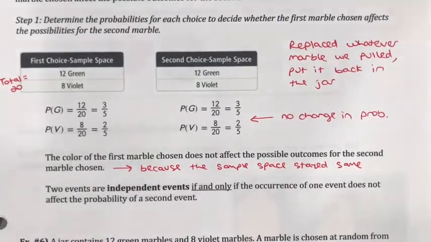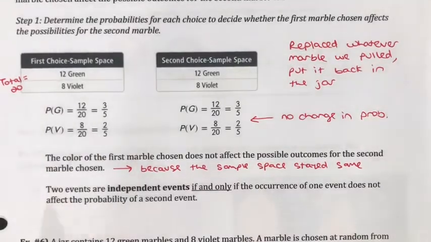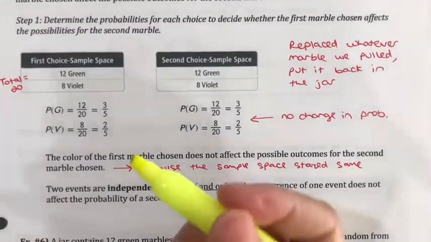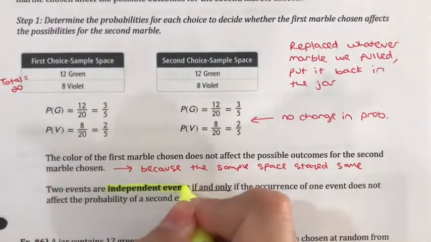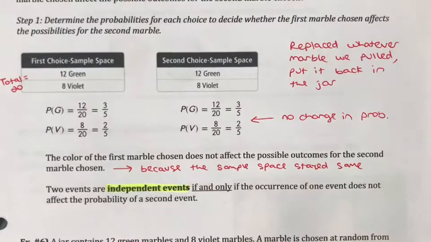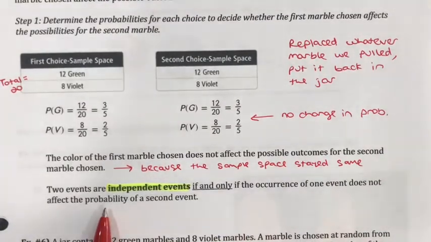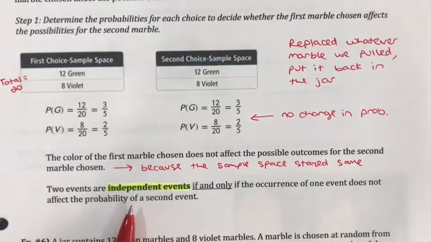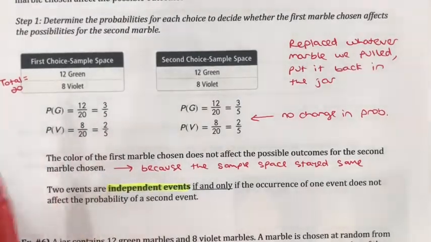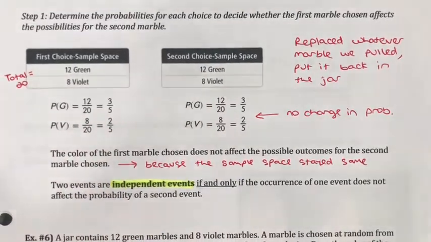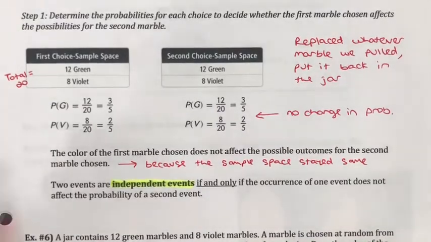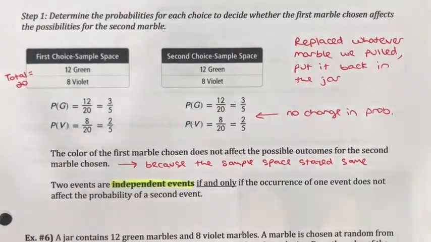Okay, so two events are independent events. They're independent if and only if the occurrence of one does not affect the probability of the second event. So it could be a situation like this where we have replacement, or we could have a situation where the two events are just unrelated to each other. So let's see a couple examples here.